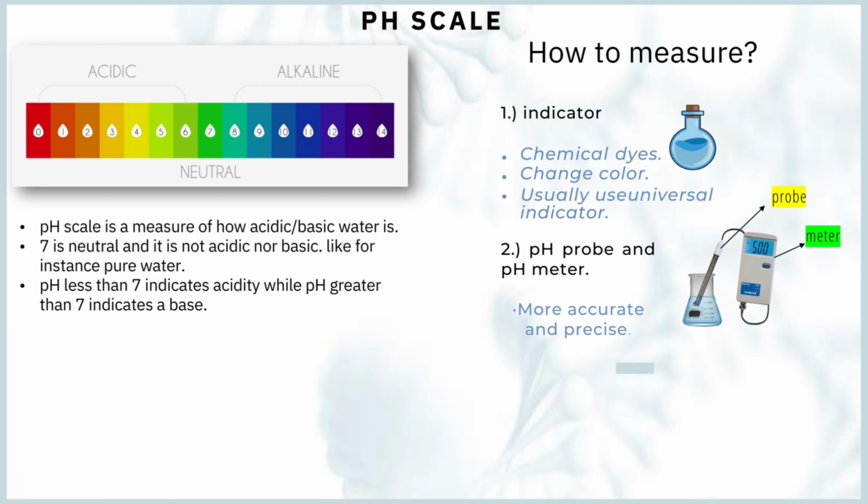The next one is the pH probe and the pH meter. The pH probe will be dipped into the solution and the pH meter will show numerical numbers, and this way is more accurate and precise because it does not have human judgment and is more reliable.